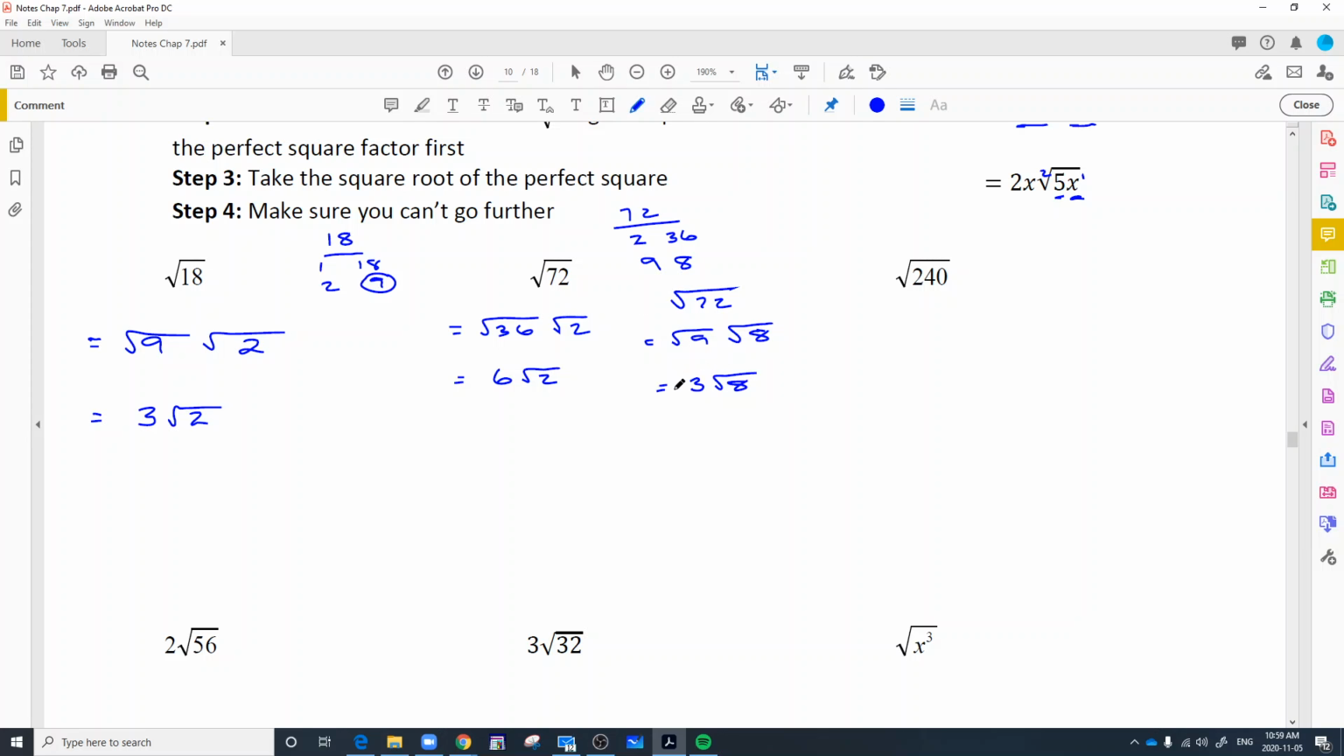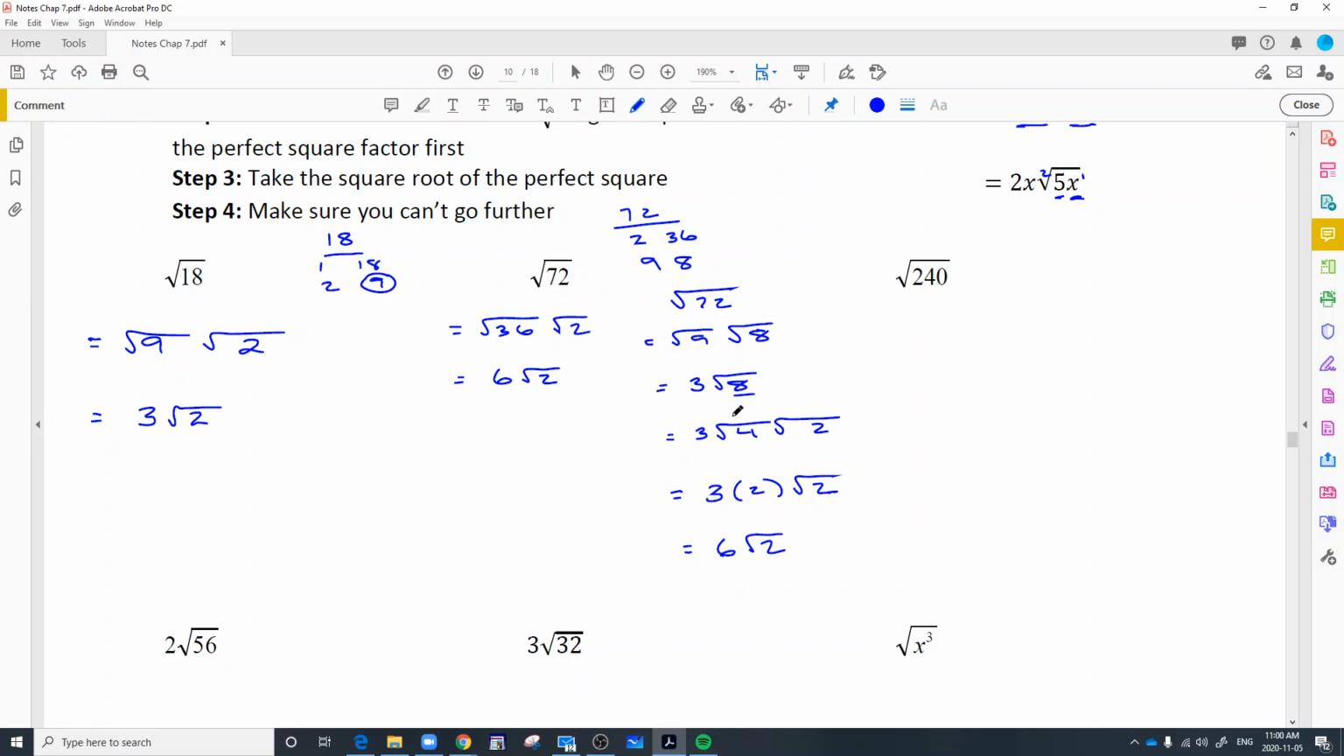But you wouldn't get full marks for simplifying. Why? Because 8 still has a perfect square factor. If I was going to factor that radical further, 8 is the same as 4 times 2. Now keep in mind these are all multiplying together. So this is 3 times the square root of 4 times the square root of 2. So that when I take the square root of 4, this is 3 times 2 times the square root of 2. So 3 times 2 is 6 times the square root of 2.